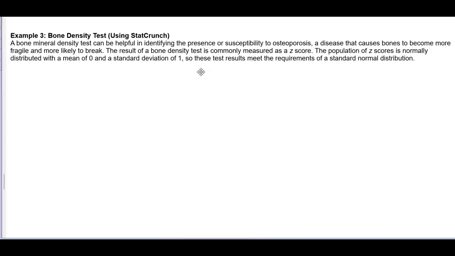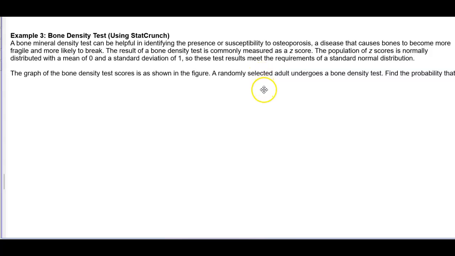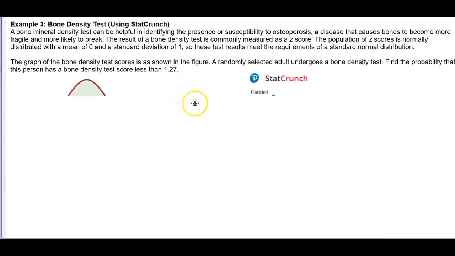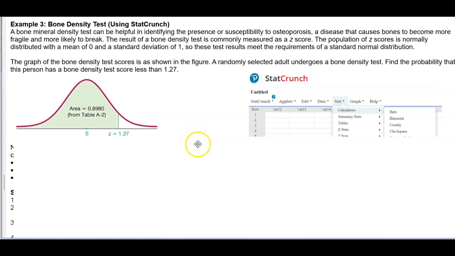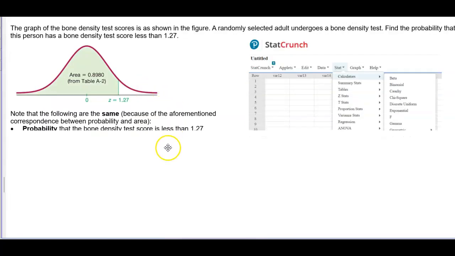The population of Z-scores is normally distributed with a mean of 0 and a standard deviation of 1. So these test results meet the requirements of a standard normal distribution. Now, the graph of the bone density scores is shown in the figure below. And you will see that a randomly selected adult undergoes a bone density test. We want to find the probability that this person has a bone density test score less than 1.27.